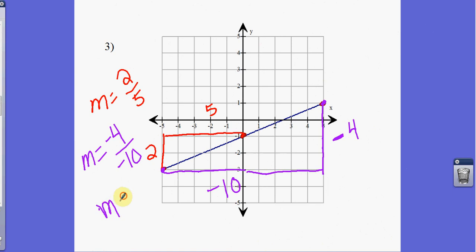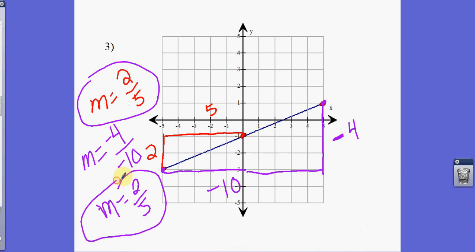If you think about this, a negative divided by a negative is a positive, and 4 and 10 can both be divided by 2, so we can reduce that fraction. 4 divided by 2 is 2. 10 divided by 2 is 5. And so you see we get the same slope regardless of which 2 points we use to find the slope. Okay, and that's something that's pretty neat about finding the slope of a line. So I think we'll stop right there for today.